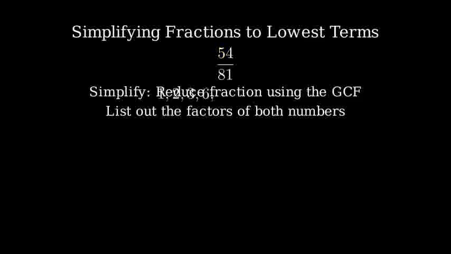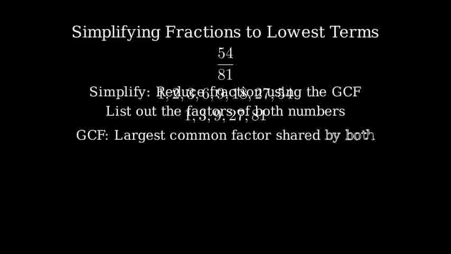The greatest common factor, or GCF, is the largest factor that both numbers share. If we look at the factors listed, we can see they have 1, 3, 9, and 27 in common. The greatest among these is 27. So, we'll divide both the numerator and the denominator by 27 to simplify the fraction.